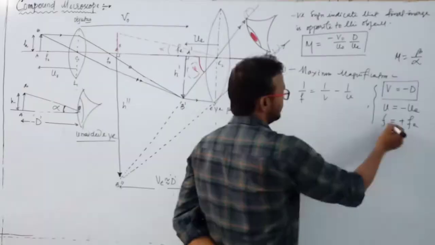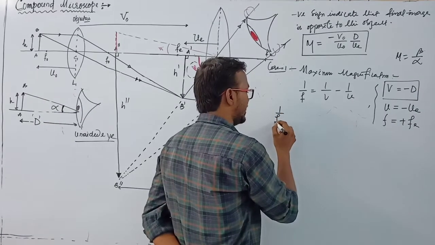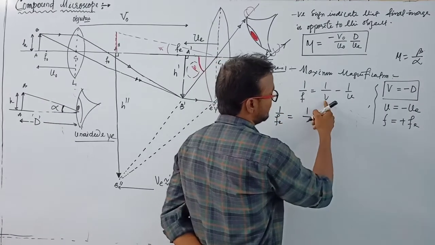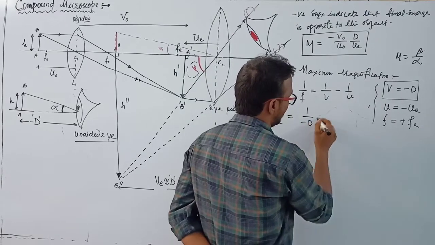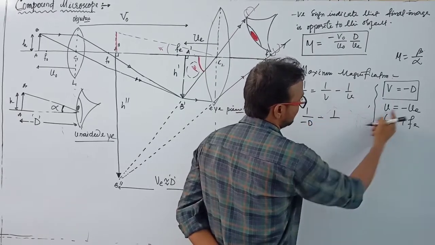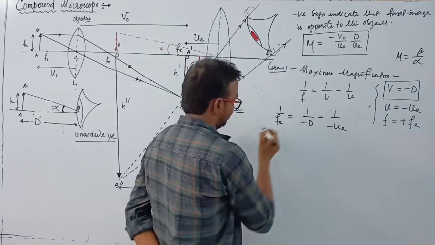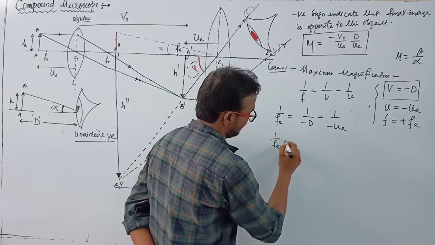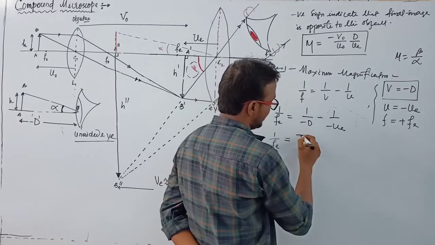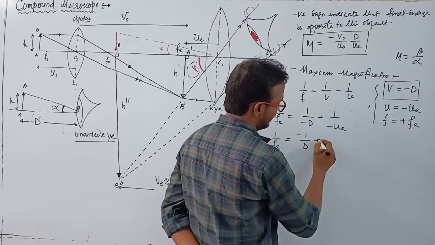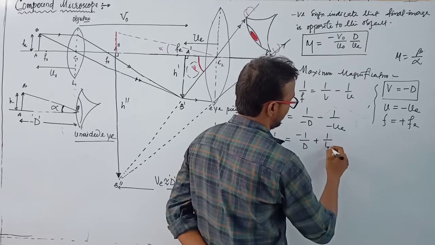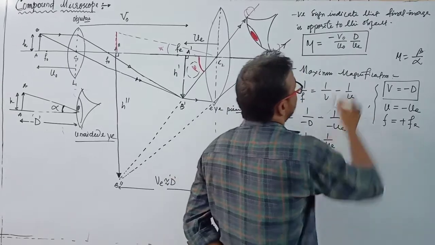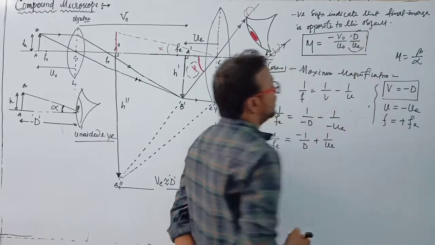Now use this value here. So 1 by Fe equal to 1 by V, with V equal to minus D, minus 1 by minus U, so minus Ue. Then we can write 1 by Fe equal to minus 1 by D, this is minus minus plus 1 by Ue. But there is a relation, D by Ue.